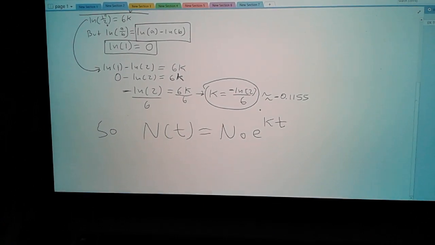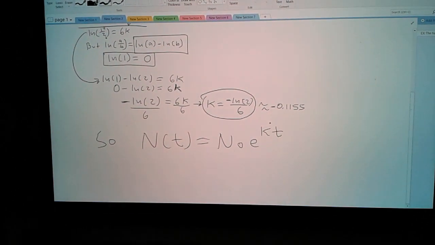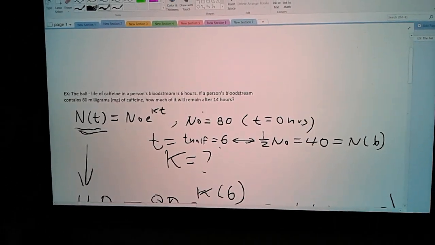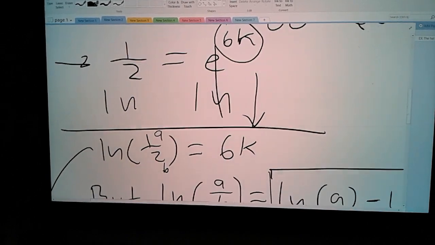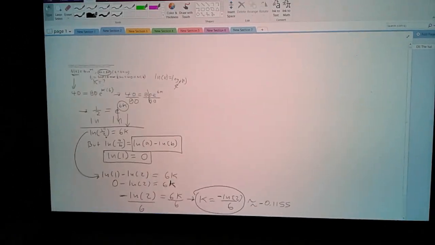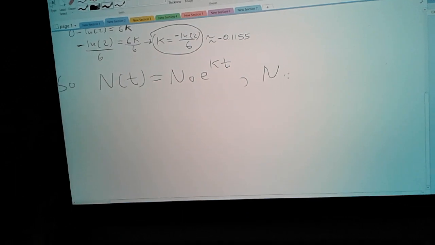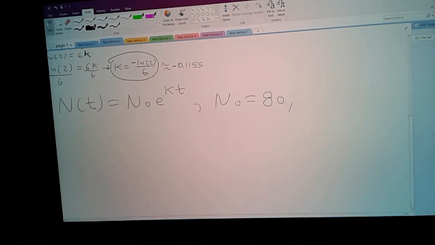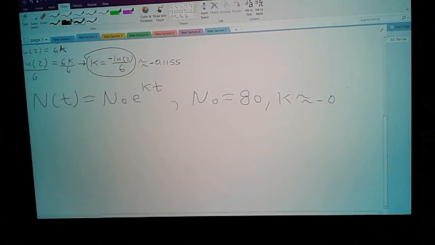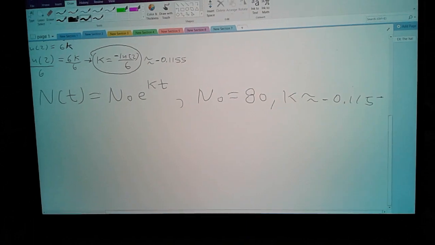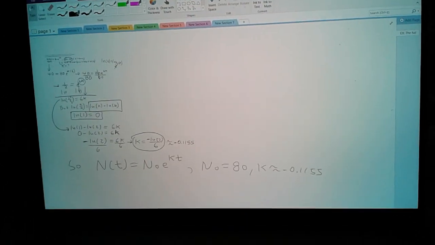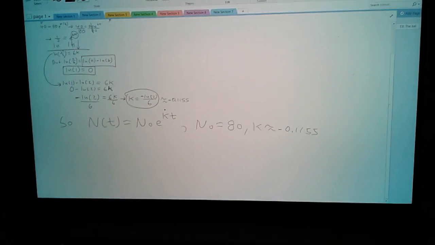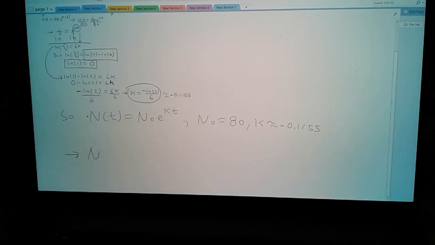So we have an equation, right? N of t equals n naught e to the kt is a general form. The person had 80 milligrams in their body from the beginning, so n naught is 80, and we just found k a minute ago. So k is approximately negative 0.1155 from our math. To model the situation, all I have to do is replace n naught and k in the equation. Then I have a general form of this.